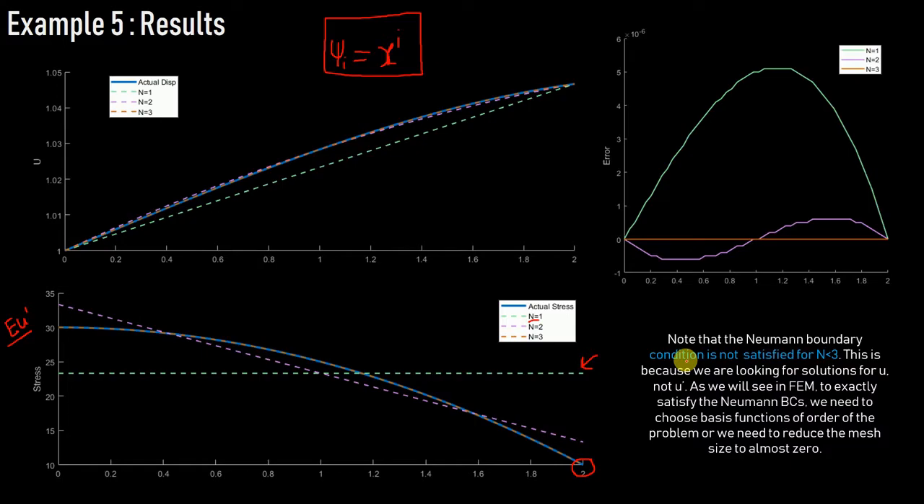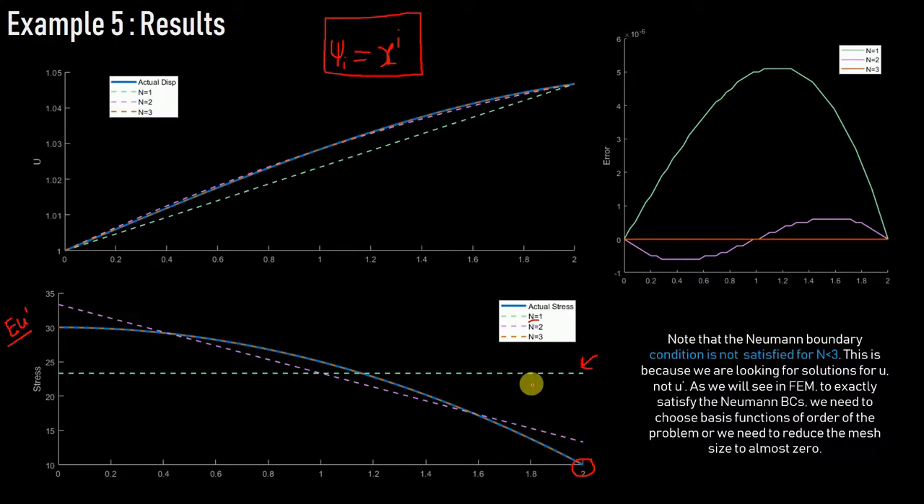But you can approach the exact solution in which the Neumann boundary conditions are also satisfied in some average sense or in some approximate sense by increasing the dimension in which we are searching for the solution. For example, as we increased the dimension of the trial space from n equals 1 to n equals 3, we improved our approximation of the Neumann boundary condition.